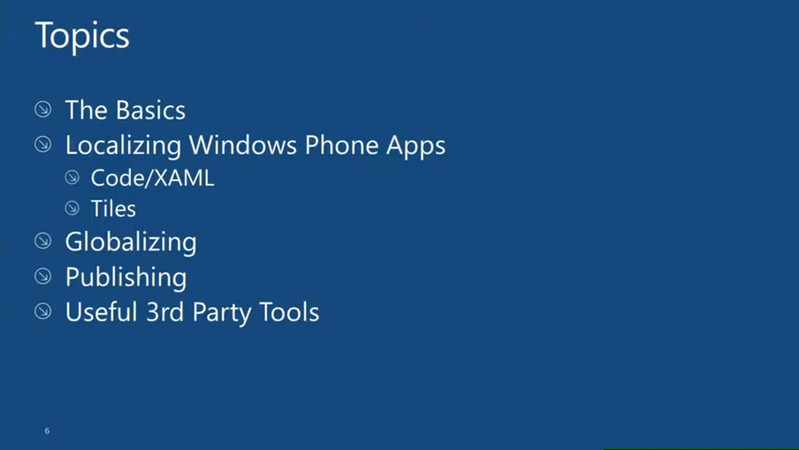We'll start with the basics: what is localization and internationalization and globalization? What do all those words mean? And then we'll get into how you actually localize Windows Phone apps, and how you take advantage of some of the globalization features that are included with .NET and, of course, Windows Phone. We'll also talk about what you need to do to publish an application that's been localized. And then finally, there are a few third-party tools that I think most people should know about if they're doing any sort of localization. It saves you a lot of time, and so we'll go through some of those.